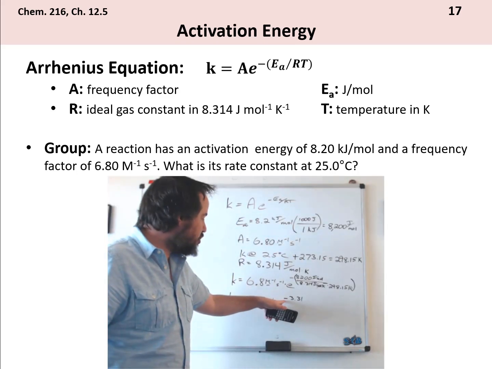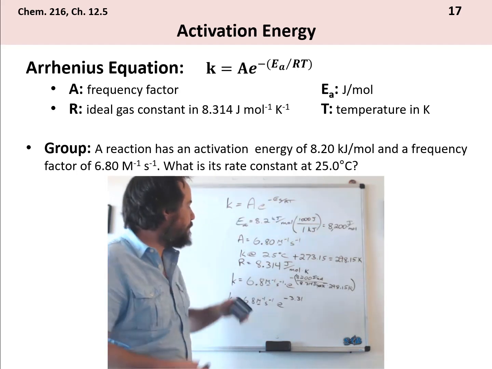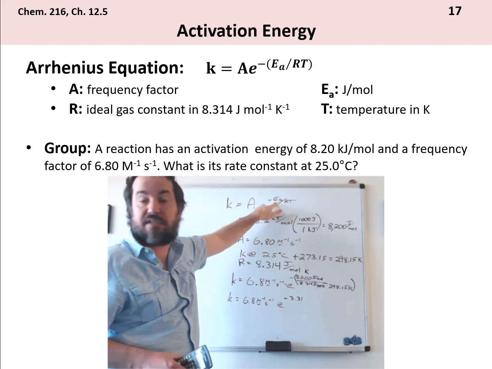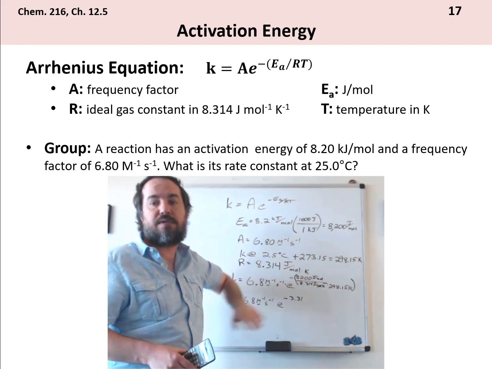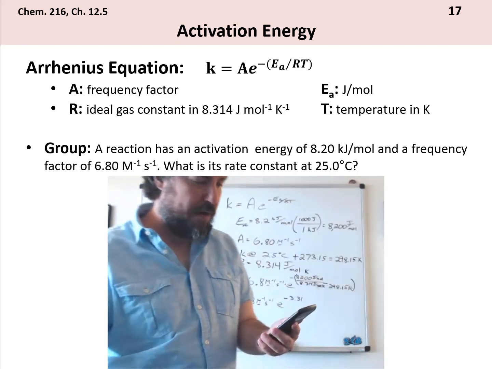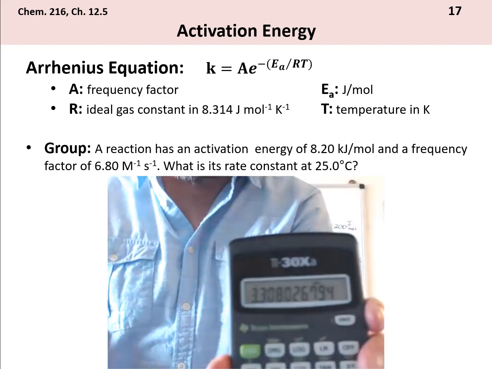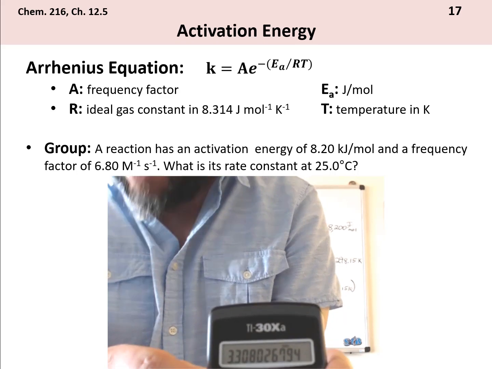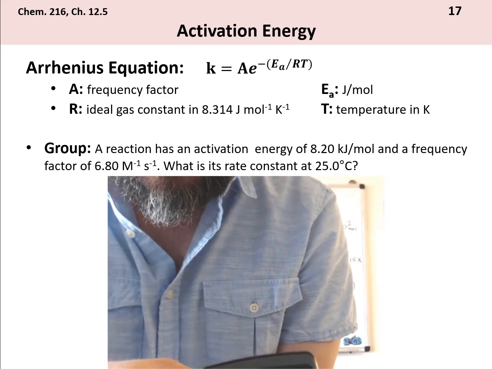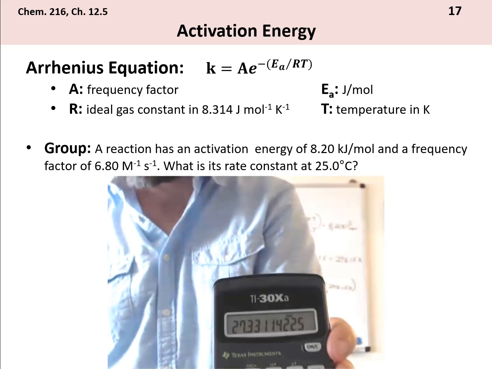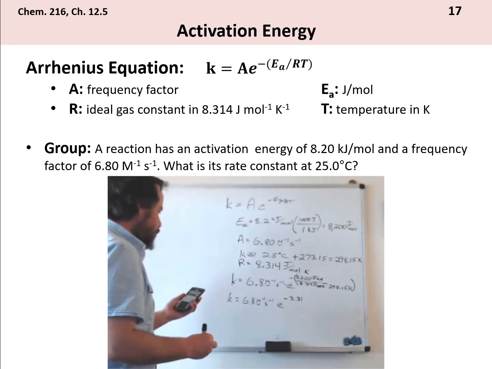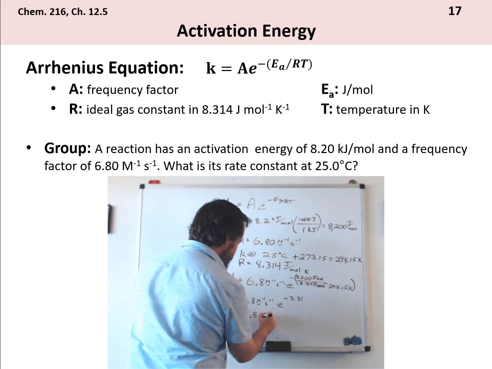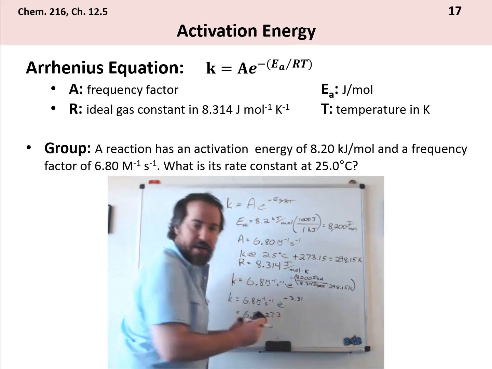And this term here will always end up being negative because R is positive, T is always positive, and I just said EA is always positive, so it's going to be negative. Okay, so now, here's my value. I go ahead, I find my E to the X button, I go second, and then E to the X, your calculator may vary, and I get 27.3. So 6.8 times 27.3.